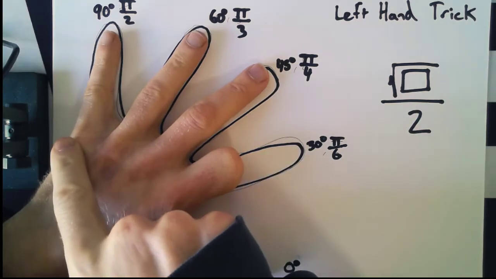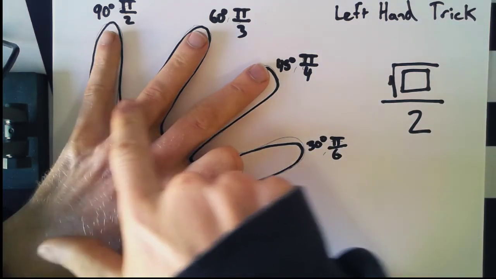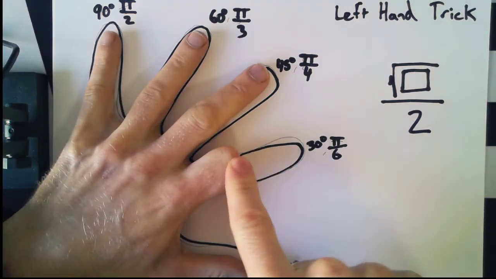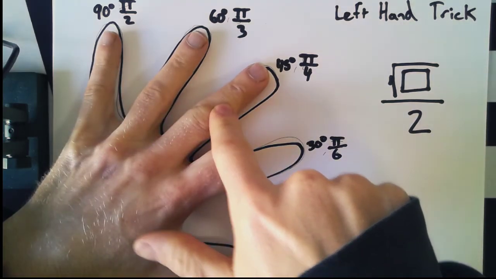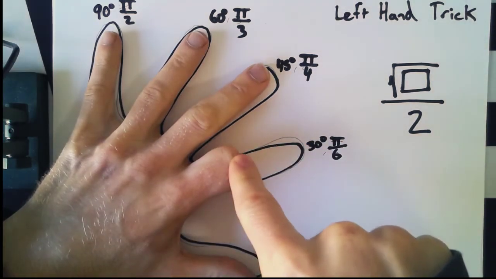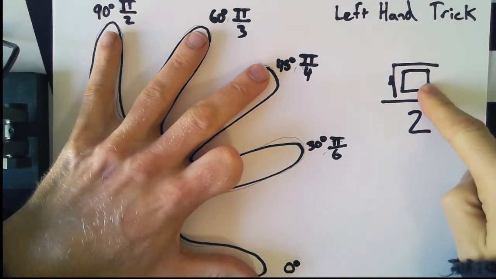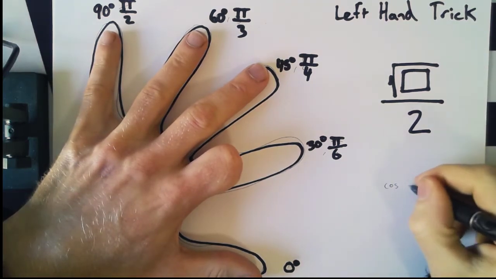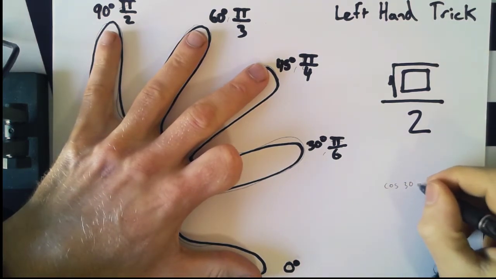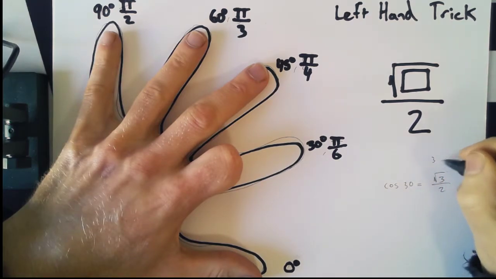Now cos is across, yeah? Cos is the horizontal component. So we count how many fingers it takes to go across to that one. So I need to go across 3. 1, 2, 3 fingers to get across to my knuckle. That means I put in here a 3. So cos of 30 is equal to root 3 on 2 because I had 3 fingers across.